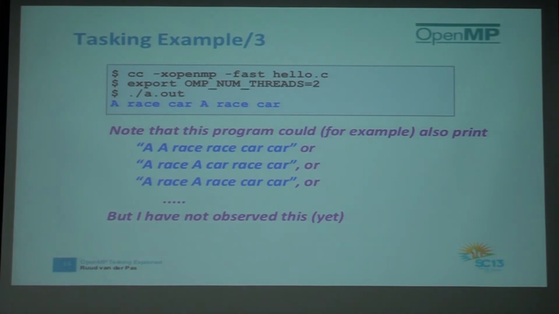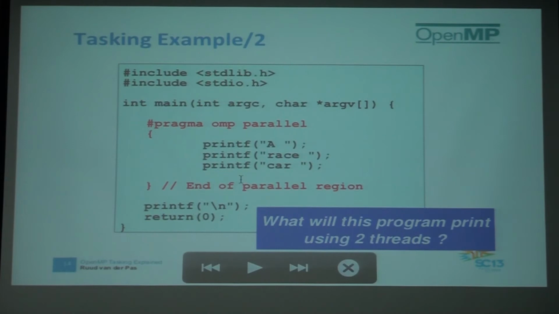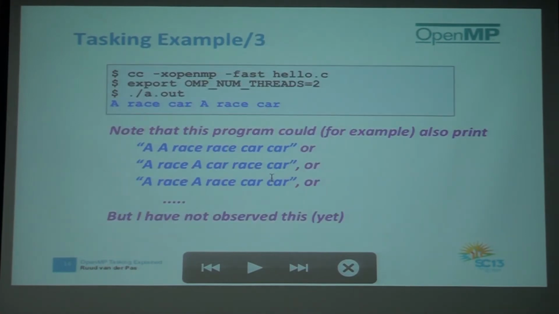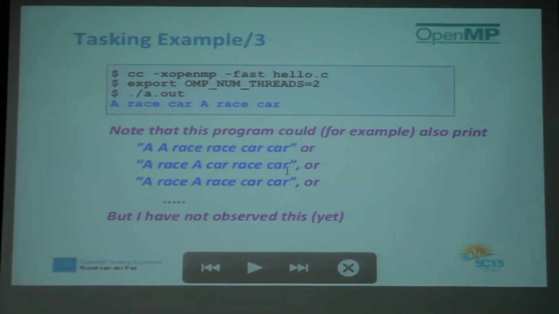A race, race, car, car, because 2 threads were launched and they had to both do a race car. But it can get interleaved: a race, car, a race, a car, race, car, or a race, car, car. Okay, so these are all what happens when you just launch 2 threads. He has not observed many of these, but that tells you what threads do.